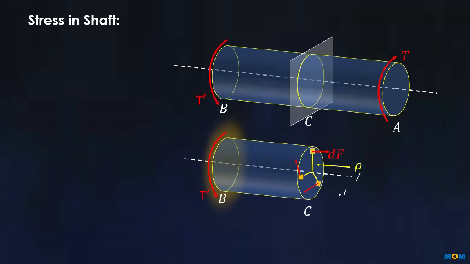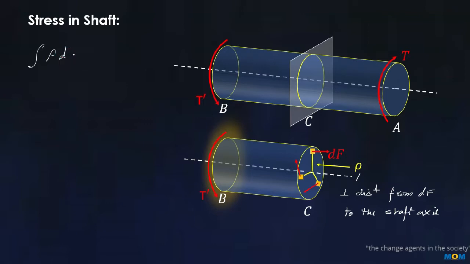is the perpendicular distance from the shear force dF to the shaft axis. Now the sum of moments of the shearing forces dF equals the torque T. So the integral of rho dF is equal to the torque T.